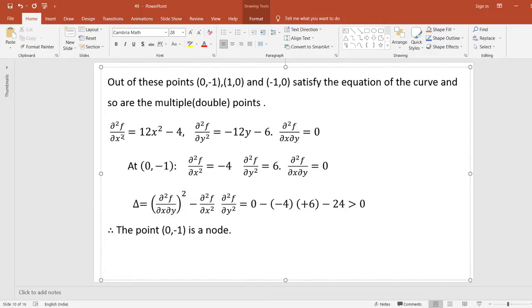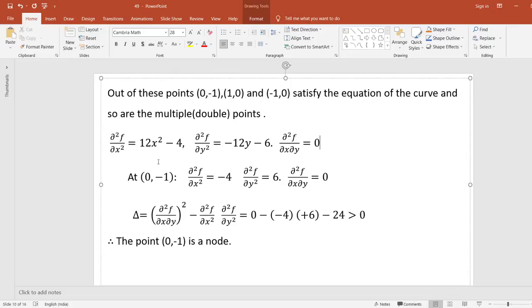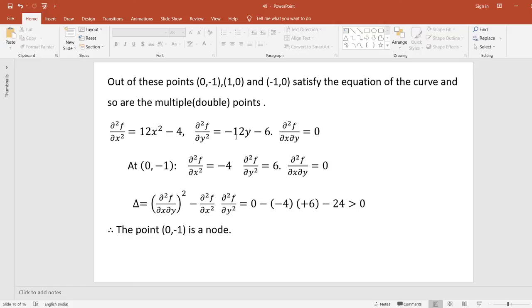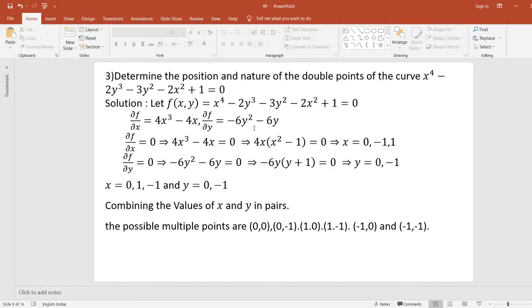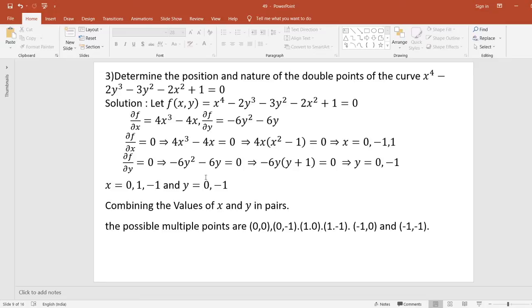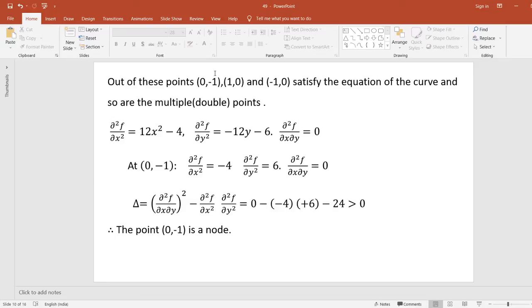So first we have to consider ∂²f/∂x². We already know ∂f/∂x is 4x³ − 4x. Differentiating again partially with respect to x, we get 12x² − 4. In the same way, ∂²f/∂y² is −12y − 6. ∂²f/∂x∂y is equal to 0 because there is no x term, therefore it is 0. So for every double point, here 3 double points are there, we have to find out the nature of these 3 double points.